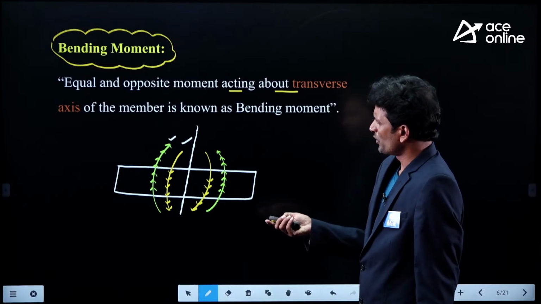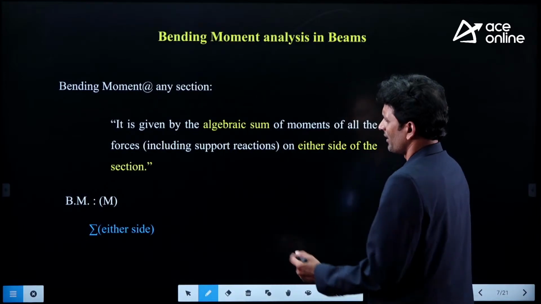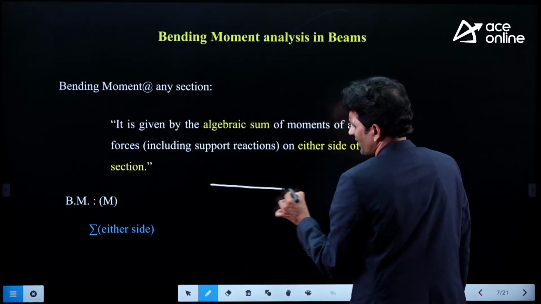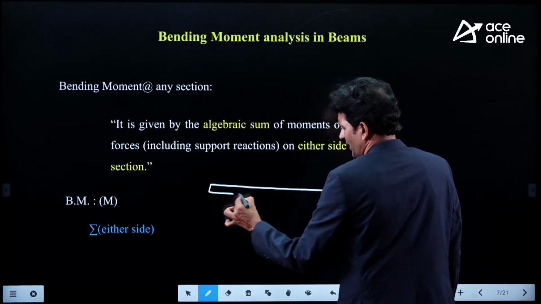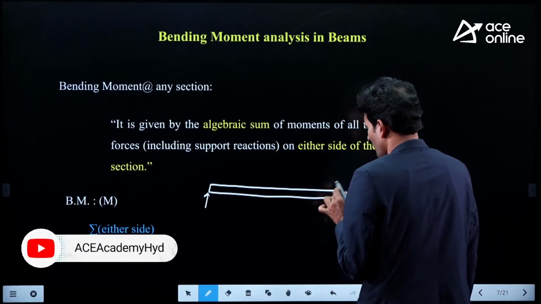So what is the method we are using to find out the bending moment at one particular section? For example, let me take this one. This is a loaded beam I am going to consider. I am applying the loads. These are the support reactions I am going to take.